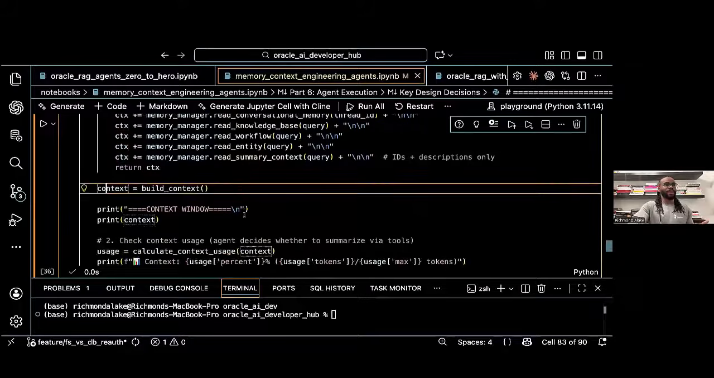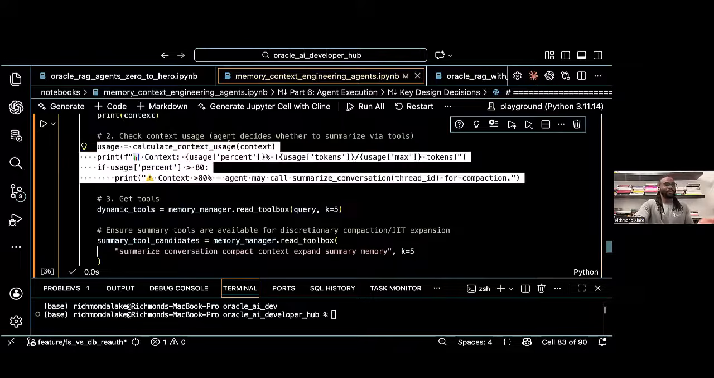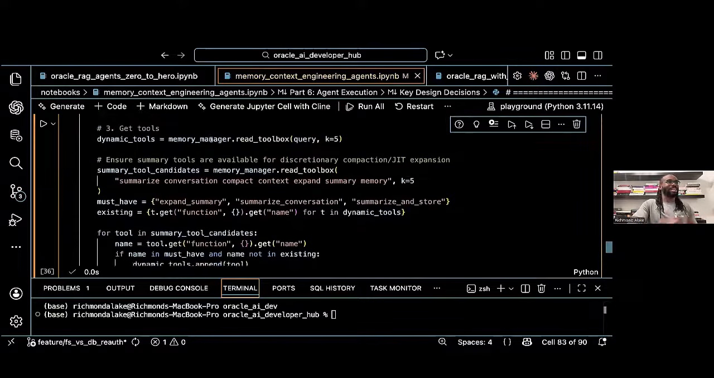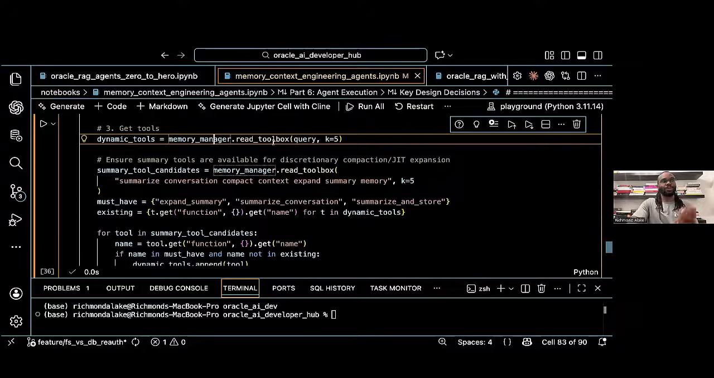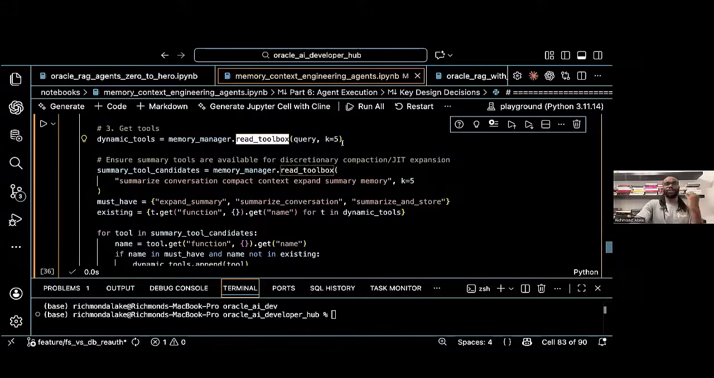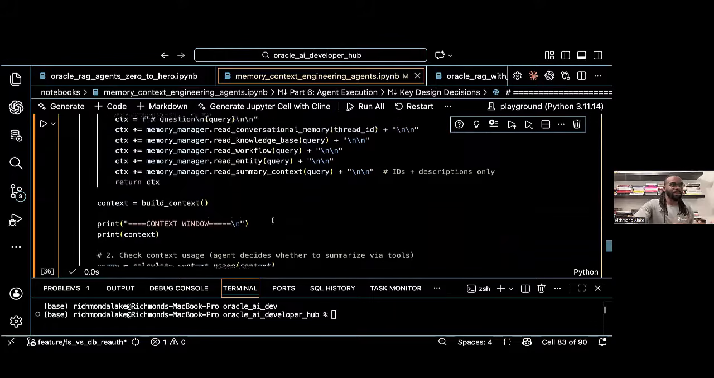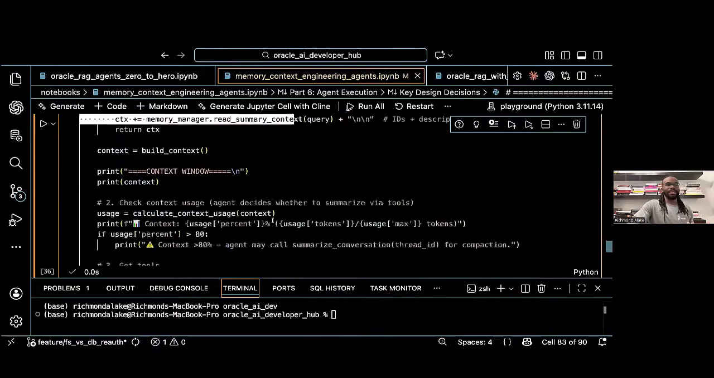And when we build our context, we can do another thing, which is where we become aware of this context usage, and we can also read tools using the memory manager. Again, I spoke about this in the last webinar, but you can use your database as a toolbox, which really makes it easy for you to not bloat your context window with a lot of tool calls. So memory operations are happening here.